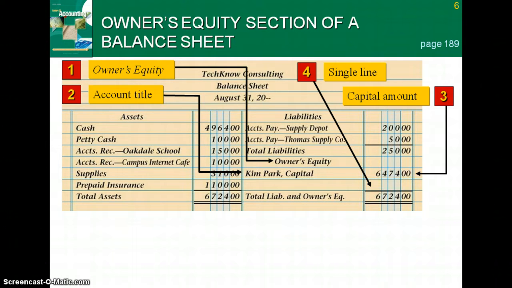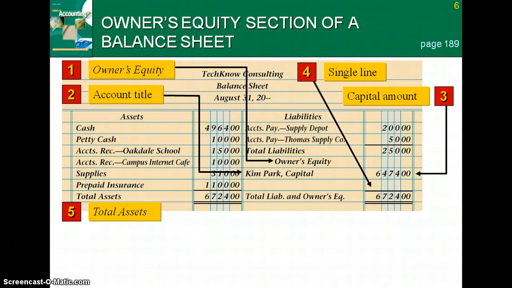Then you're going to put in a single line. Now, you might be wondering why there's a blank space between capital and the total liabilities and owner's equity. You might not too. Who knows? Anyway, that is because you have to have your total assets and your total liabilities and owner's equity on the same line. It's easier to show that they equal. It's a quicker glance than having to look up a little bit for your liabilities and capital totals.